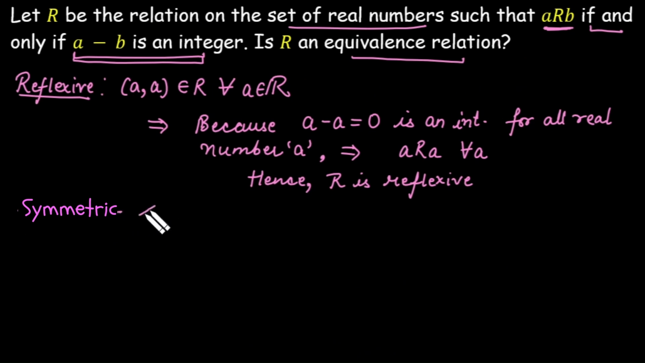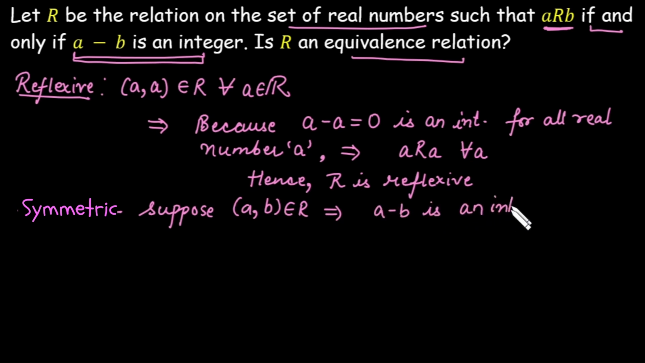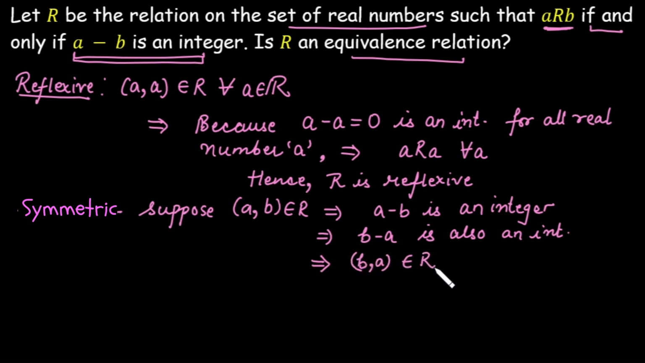Now for symmetric, suppose ordered pair (A, B) is a part of relation. It means A minus B is an integer as per the requirement. If A minus B is an integer, then B minus A is also an integer. This implies (B, A) is a part of relation because it is an integer as per the requirement. We have fulfilled that. It means it is a part of relation. So it means R is symmetric.